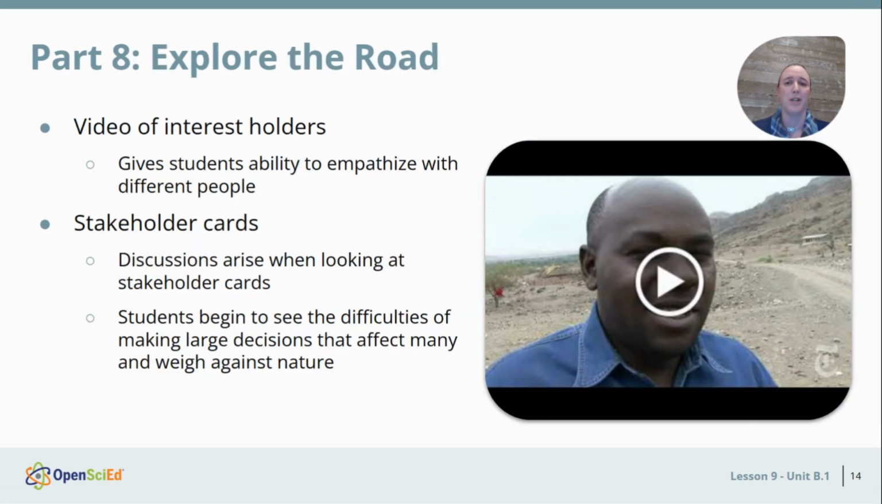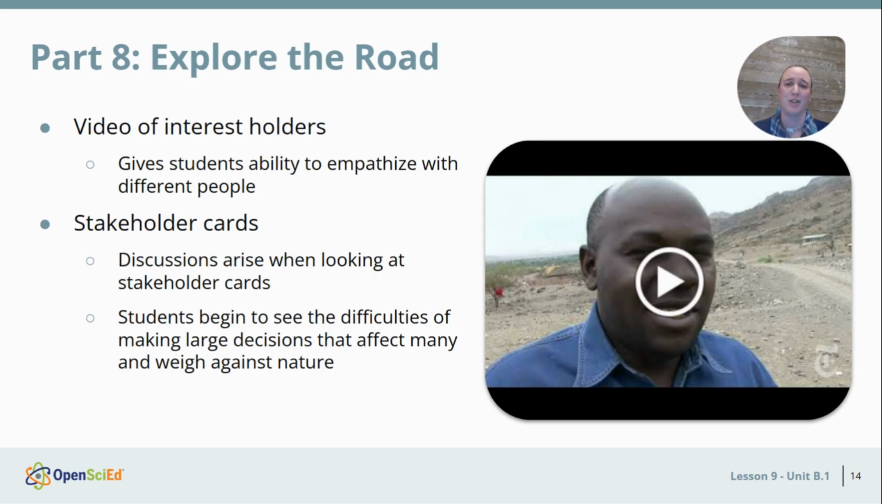In Part 8, we are introduced to interest holders talking about the road system through the Serengeti. This is a key moment in our lesson because it gives the students differing perspectives and allows them time to empathize with the needs of different interest holders. I have found that with my students, the idea that a road would affect animals and the migration greatly outweighs any chance of building a road until they watch this video and they hear real people talking about how a road system would help them.